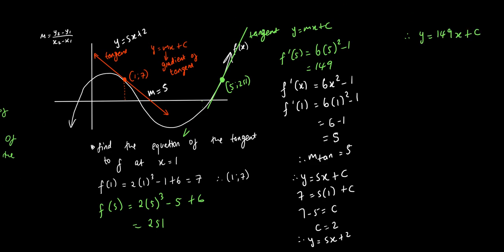Then how do I get c, guys? I simply substitute the point. So I say 251 is my y value, and then what is my x value there? It's 5. Then I can solve for c. So I'll say 251 minus 149 times 5. So I'll get negative 494 as my c. So therefore the equation of the tangent is 149x minus 494. Not quite difficult there.